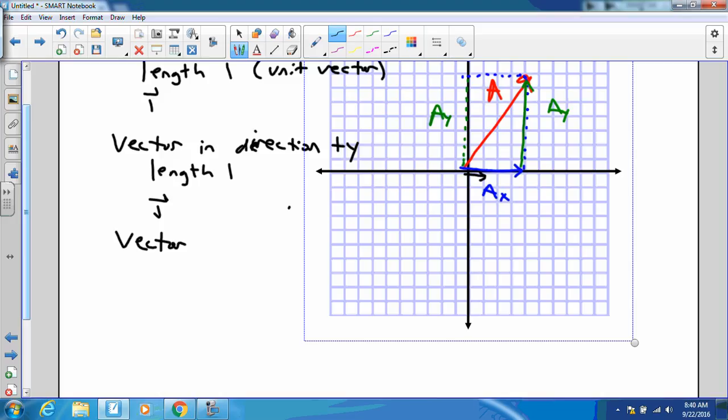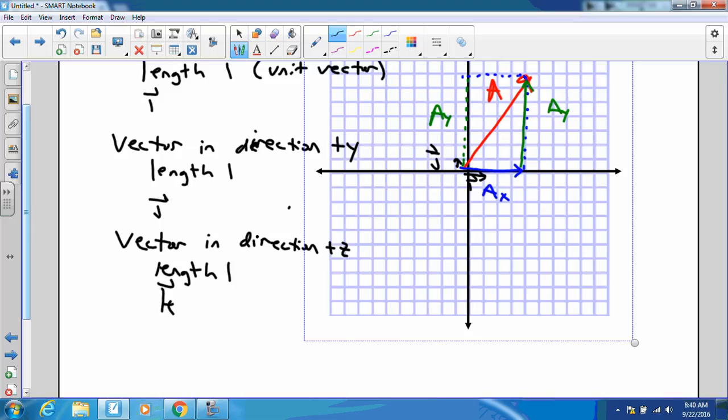And if we needed a z component, then we would have a vector in the direction plus z and a length of 1. And we would call that K. Yes? Positive x and positive y plus z are like along the axis. Exactly. Yep. So I is this guy right here, and J is going to be that guy right there.